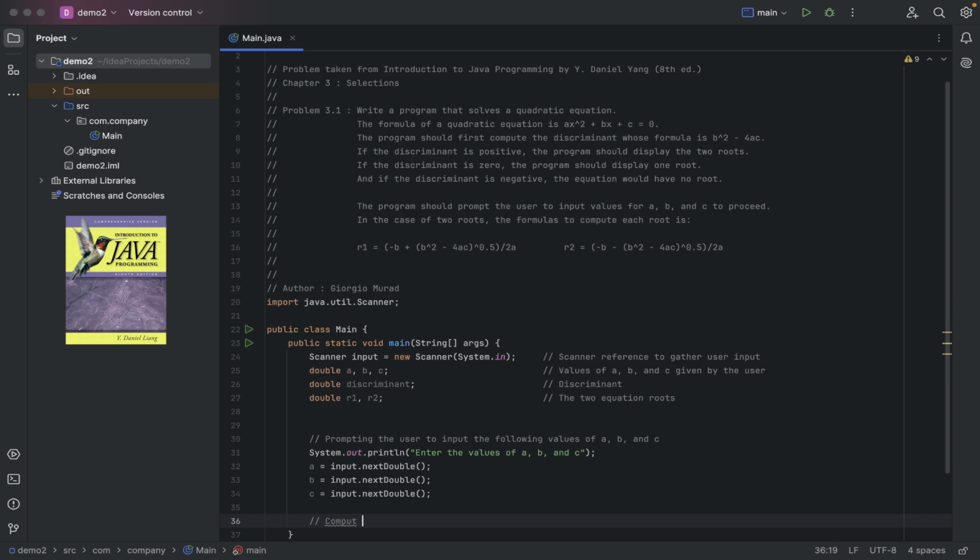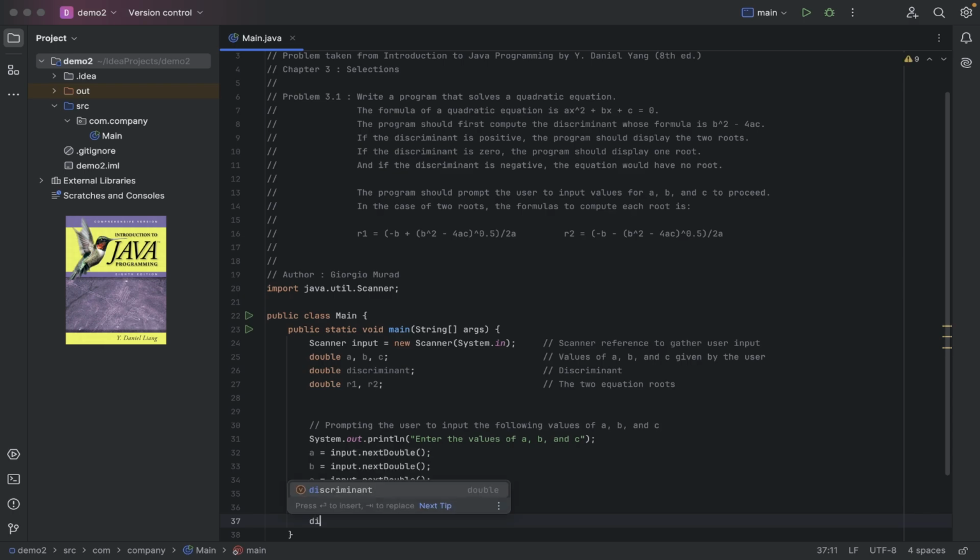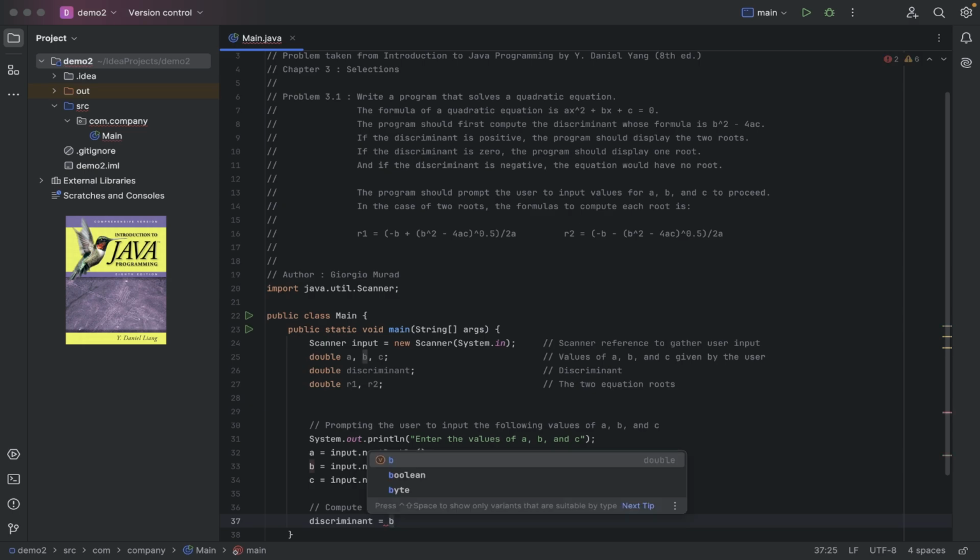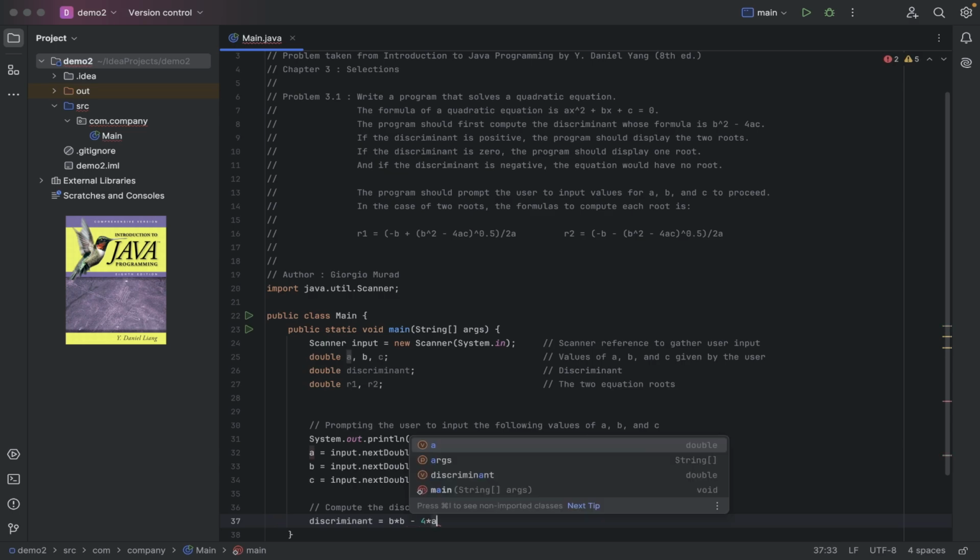Now I can compute the discriminant. So I'll set the discriminant equal to B squared minus 4AC. So B times B, well, let me just fix it, minus 4 times A times C, like that.